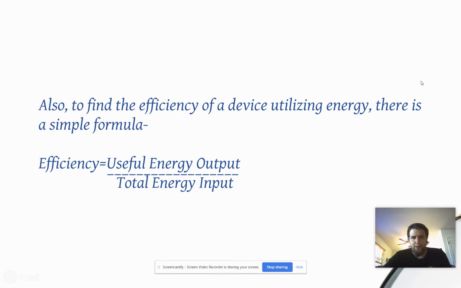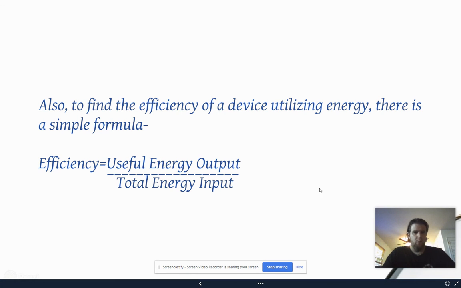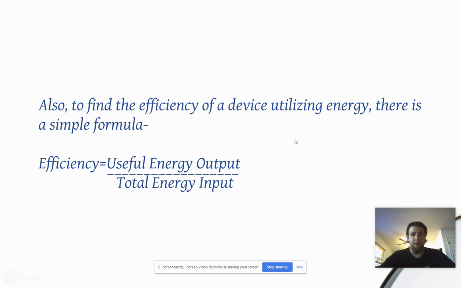When we're talking about how much energy is wasted as opposed to how much is being used, we call that efficiency. We're not going to calculate it that much, but I wanted to give you the formula for it. It's useful energy output divided by total energy output. So you want to be very useful so that way you can be efficient.